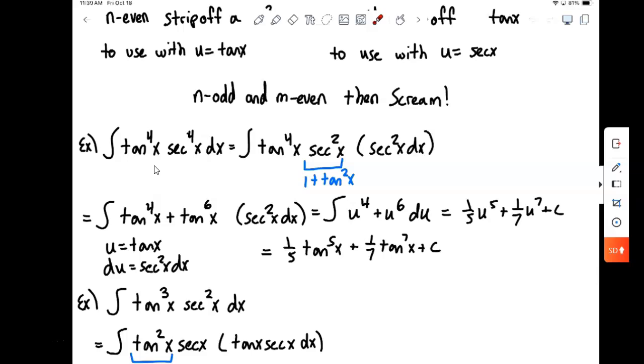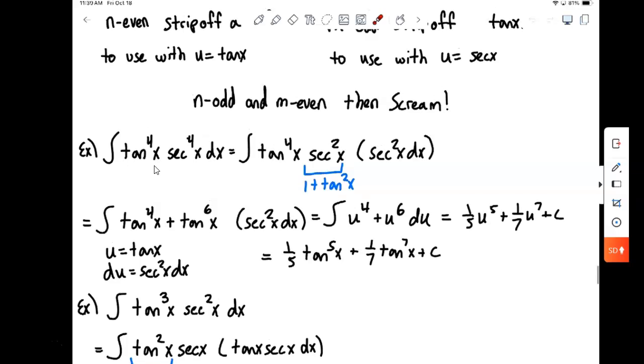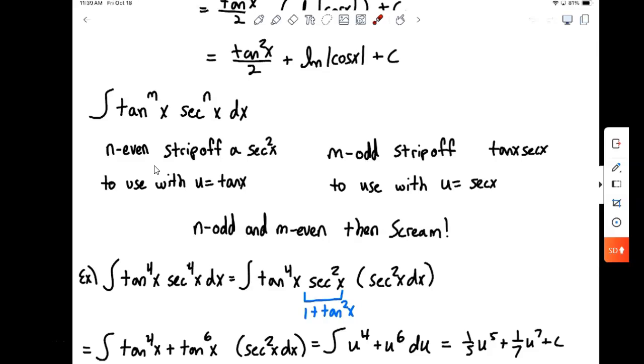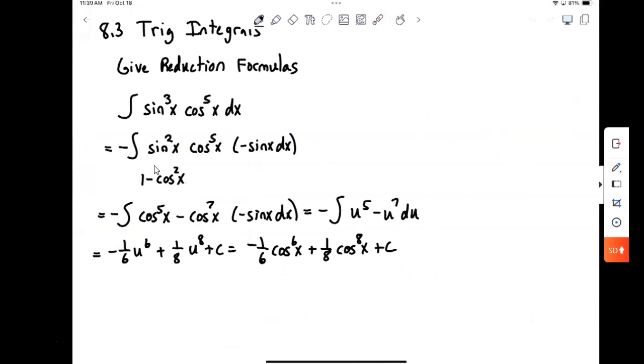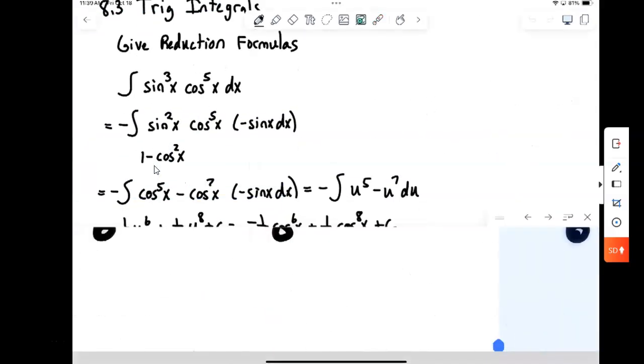And of course, there's the scream situation. Probably wouldn't give you a scream situation on the test, so don't worry about that one. It would be something a little easier than that. And then 8.4 is where we talked about our trig substitutions.